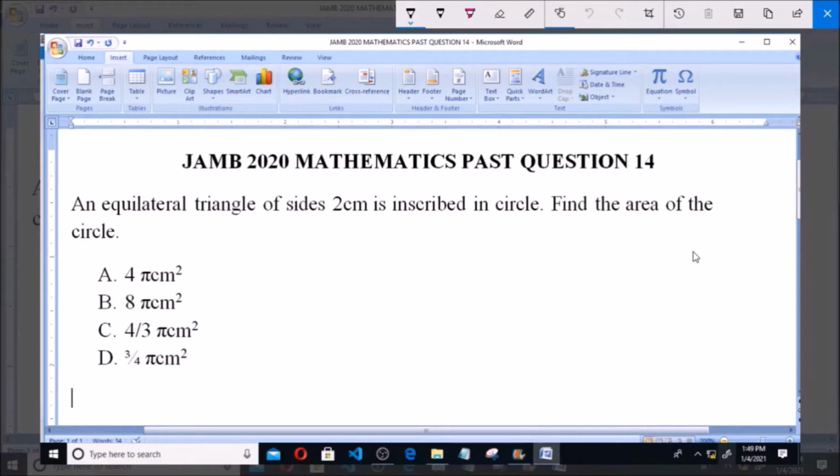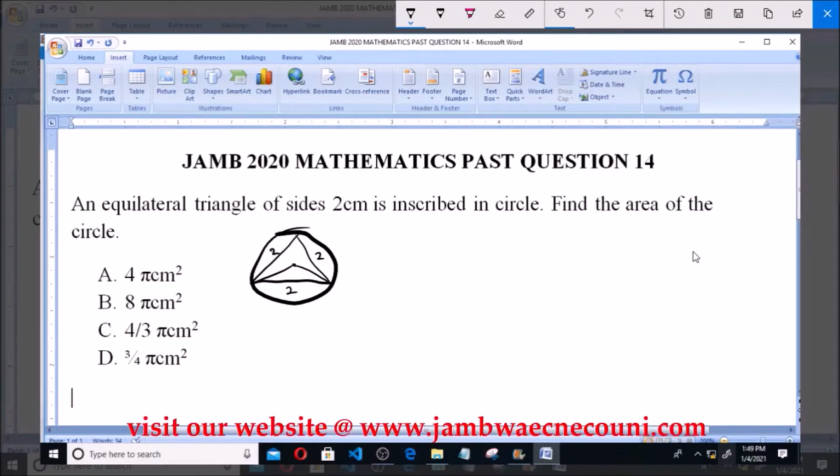Now let's take a pictorial representation of this. We have a circle and then an equilateral triangle inscribed in the circle like this. Looking at this, you know that this is not actually the radius of the circle. Let's assume this is the center of the circle, and let's take a point down here and a point down here. Since all sides of the triangle are 2 cm, all the angles should also be 60 degrees.